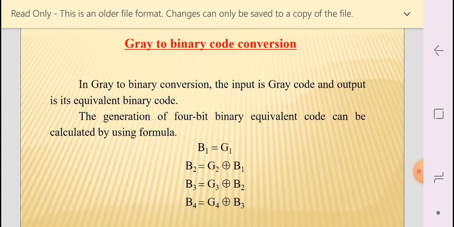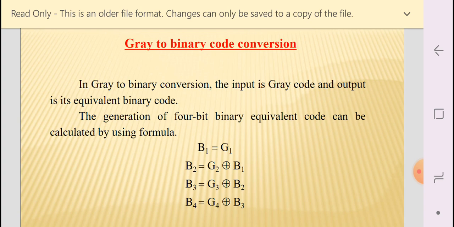Now the next one is gray code to binary code, the vice versa. I was discussing binary to gray code. Here we are discussing gray code to binary number. Okay. So here in this case B1 and G1 will be the same.